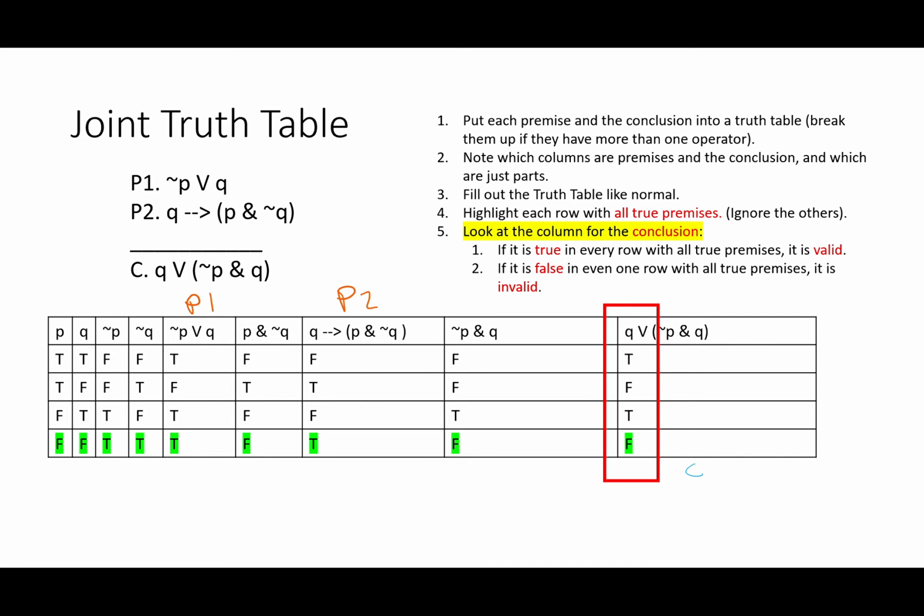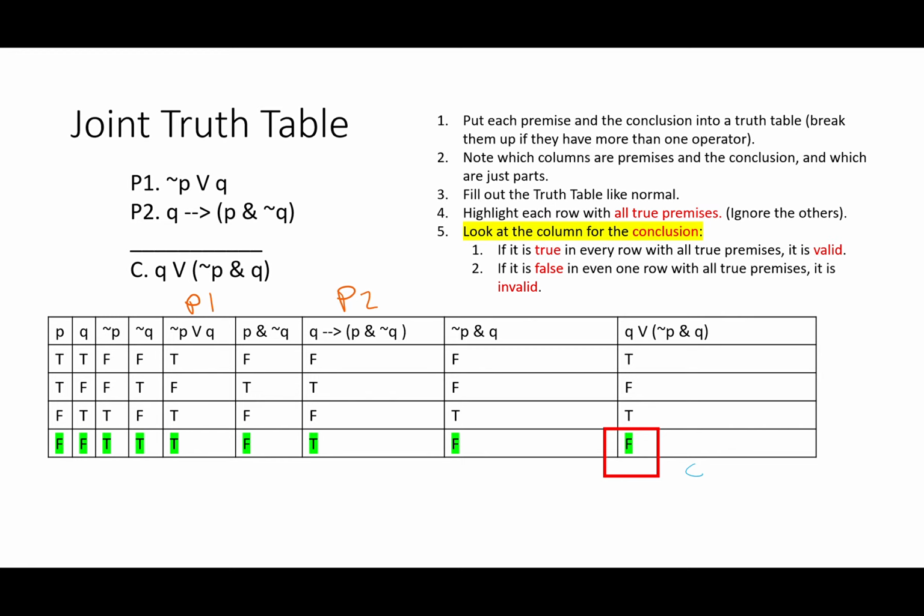Then we look at the column for the conclusion. If it's true in every row with all true premises, it's valid. If it's false in even one row, it's invalid. Well, here's our only highlighted row, and it comes out false. This one is invalid. Even if there were another row with all true premises and a true conclusion, the argument would still be invalid, because it only takes one instance of a false conclusion and true premises to make any argument invalid. And this one is.